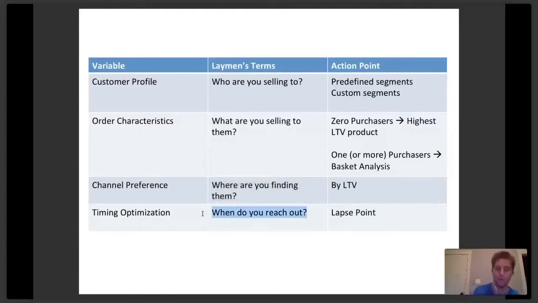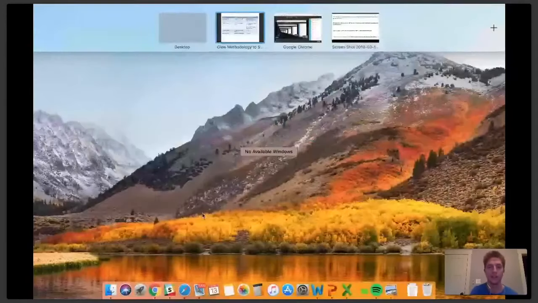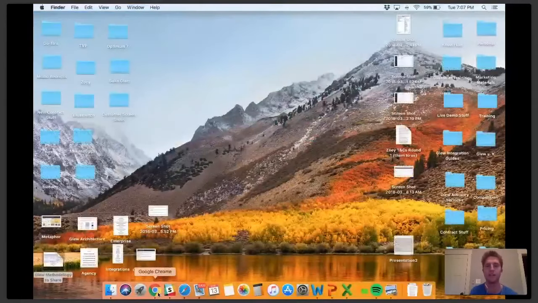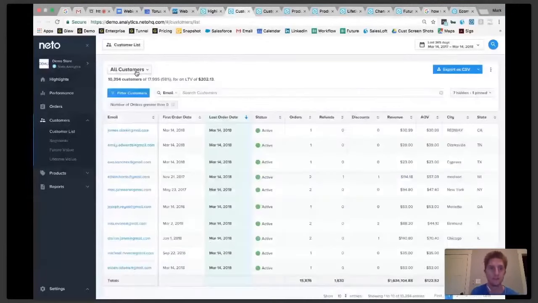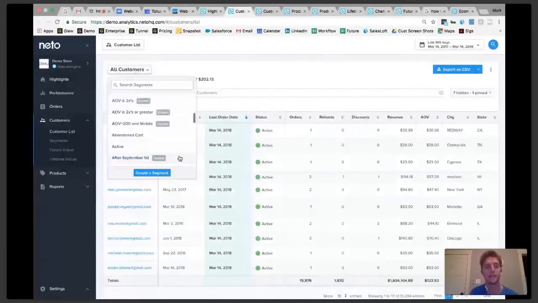Think about it. If someone buys something from you, where they're looking for it and when they're looking for it, you're going to get a sale. So we're going to continuously align these over and over again. When it comes to who, if you're looking into Neto Analytics here, we're first going to start with who, right? So with who, we need to treat different people differently.